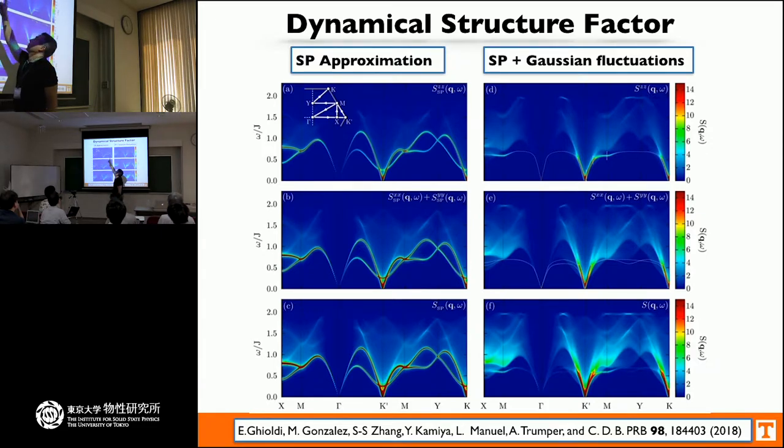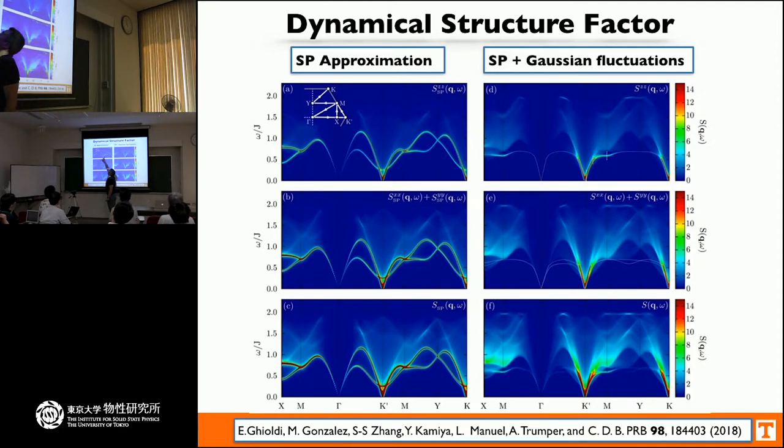So these are the three components. Z is the axis perpendicular to the plane, and these are the x and y components, the sum of the two. This is the sum of the three of them. But what I want you to see is, first of all, that in the saddle point result you have these kinds of modes that are unphysical. These are spurious modes. One can tell they are spurious because the dynamical structure factor for the density should be zero, since the density is fixed in this theory. Yet you get very large intensity in these modes.